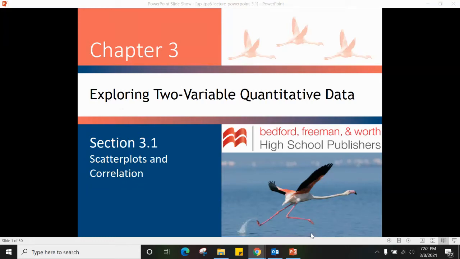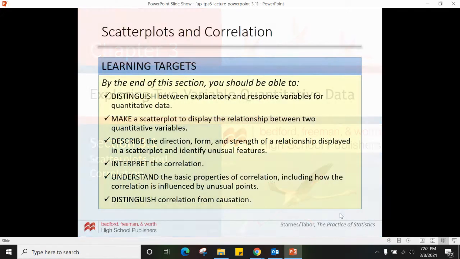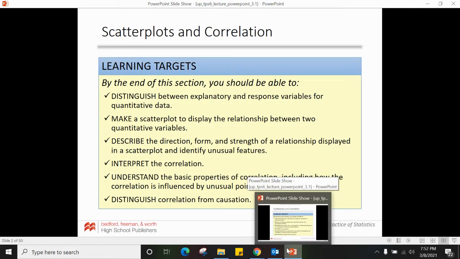All right, we are looking at chapter 3, exploring two variable quantitative data, specifically section 3.1, scatter plot and correlation. So, some learning targets for us today.